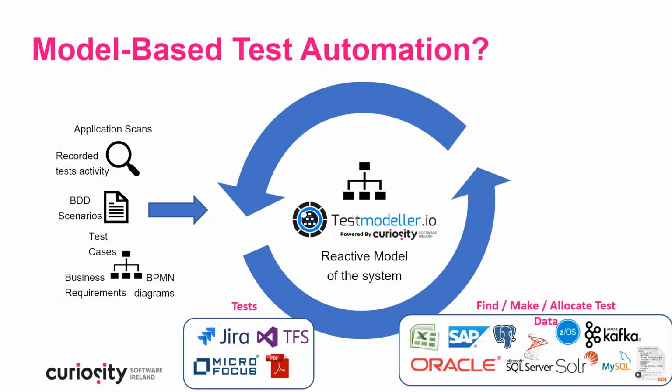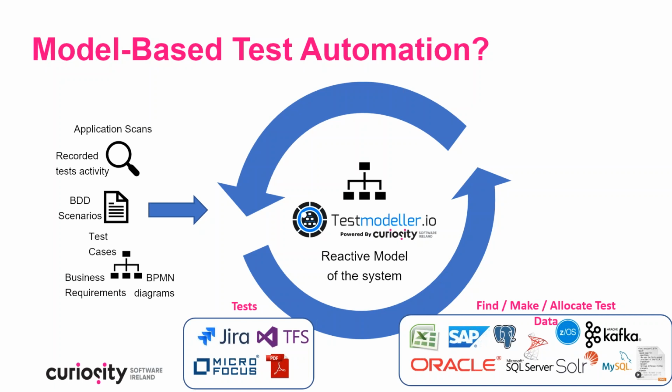The next piece here is test data. Now, we mentioned this a bit at the beginning. Test data is very, very challenging, especially as you start to go into your more advanced automation scenarios. Okay, I want to test this particular route through my system. I need data which has these specific types of characteristics to actually test that screen.